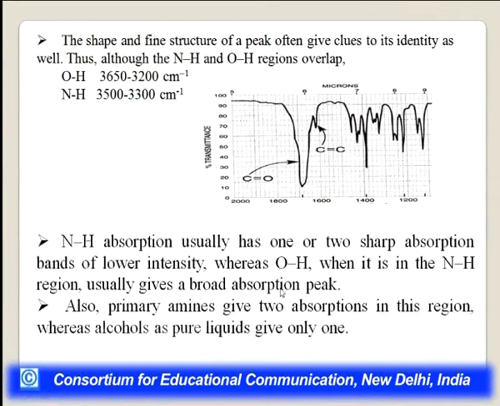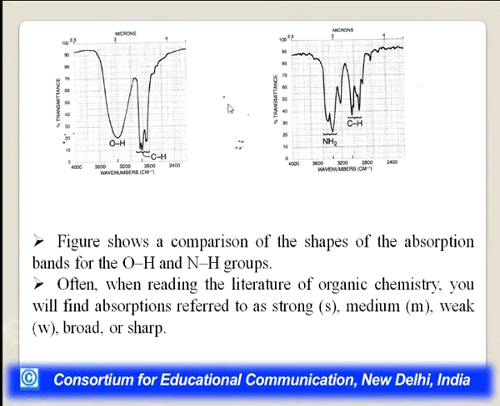Also, primary amines give two absorption peaks in this region, whereas alcohols that are pure liquids give only one. So here you can see the difference between NH and OH. You can observe a broad peak here, and here it is a sharp peak. The figure shows a comparison of the shapes of absorption bands for OH and NH groups. Often when reading the literature of organic chemistry, you will find absorption referred to as strong, that is S, medium, that is M, and weak, W, broad or sharp.